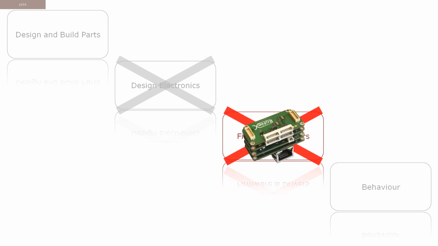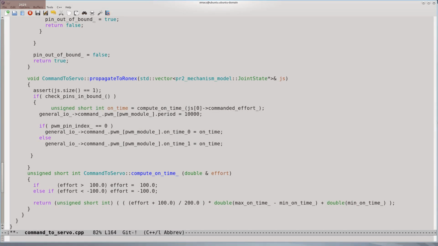In fact, the only code I had to write for this project was a modification to tell the RoNeX how to make an RC-style control signal to move the motors. And you can see that highlighted here. After that, it's just configuration.